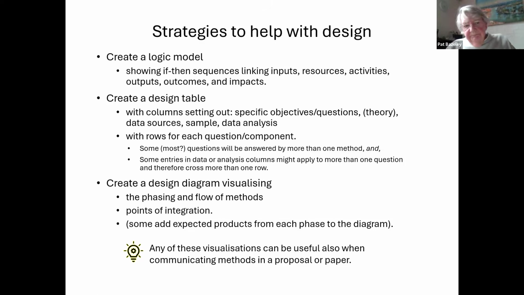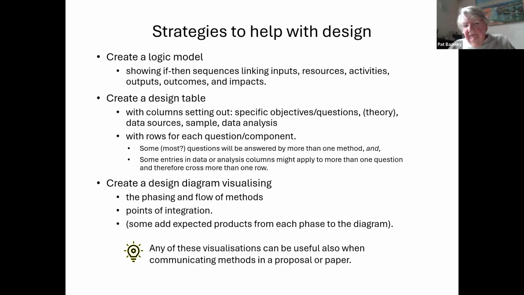You can create a design table, and in this, the columns set out specific objectives or questions. You might have a column for theory. You have a column for data sources, for sample, for data analysis. If there are other aspects that you need to include, that's fine. And then you have a row for each question. And so for each question, you'll work out what data sources I have, what sample I need, how I'm going to analyse it. And of course, some questions will be answered by more than one method, and some entries in the data analysis columns might apply to more than one question, and so cross more than one row. So your table can become a little bit untidy, but it helps you to clarify what it is you're doing.